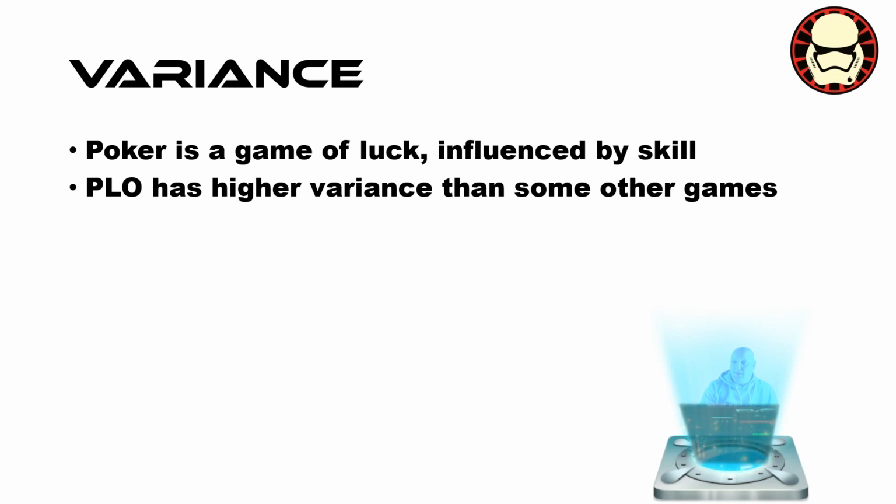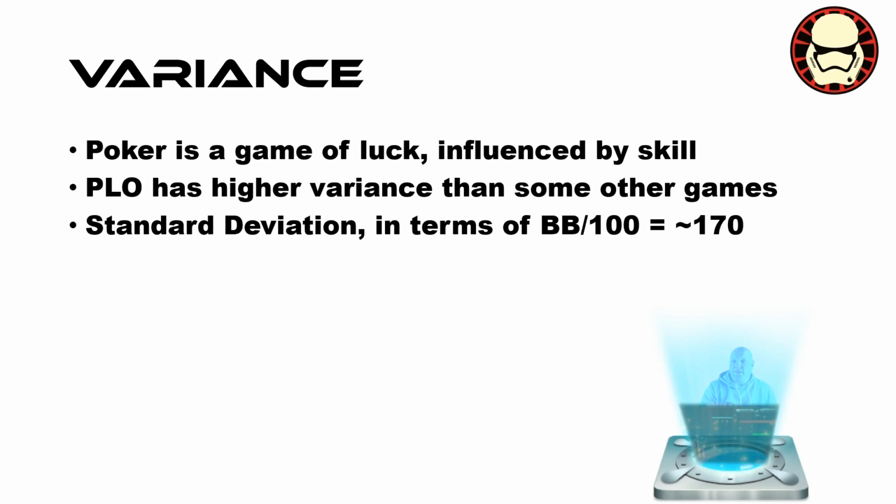PLO Omaha has higher variance than some other games, like limit hold'em. PLO has more variance than hold'em. The equities run closer, pots get bigger often, so there's more variance, more all-ins. And standard deviation is the metric to define variance, to monitor variance. In poker, for the variance calculations, we say it in terms of PP per 100. And for PLO, it's around 170 PP per 100.